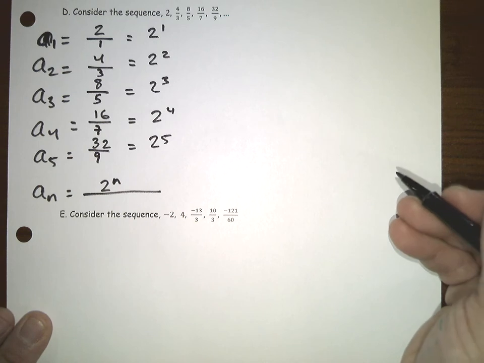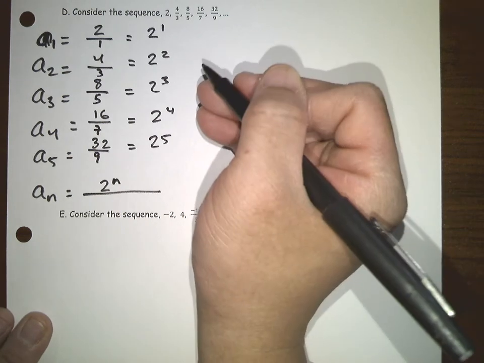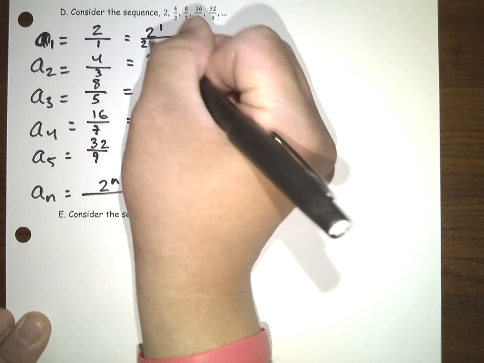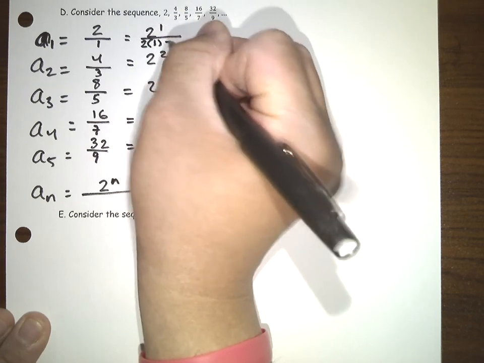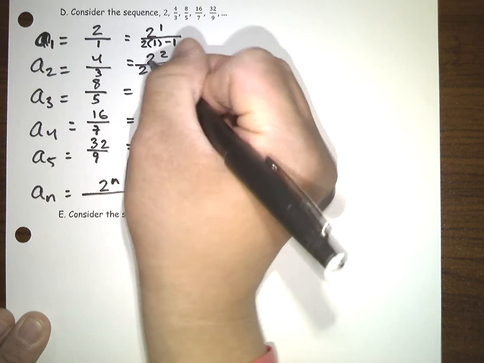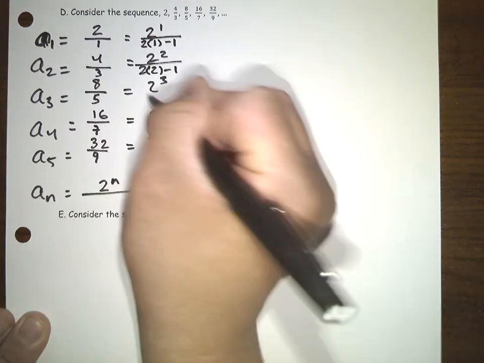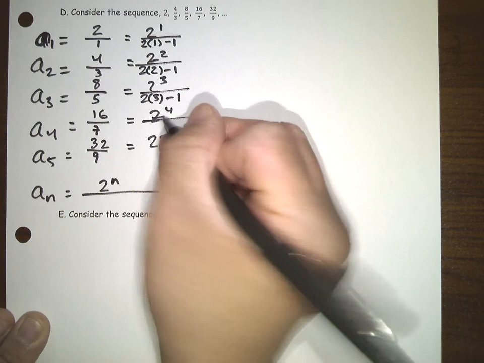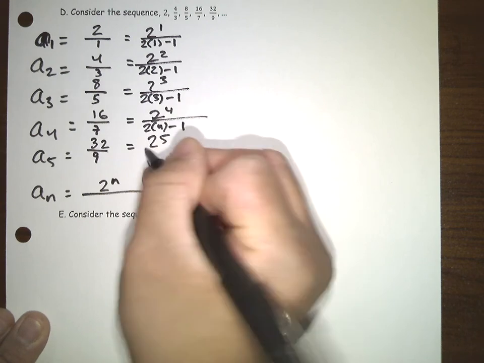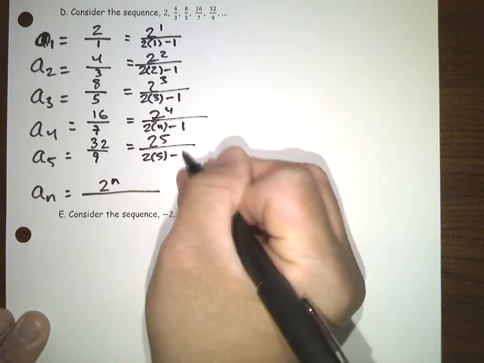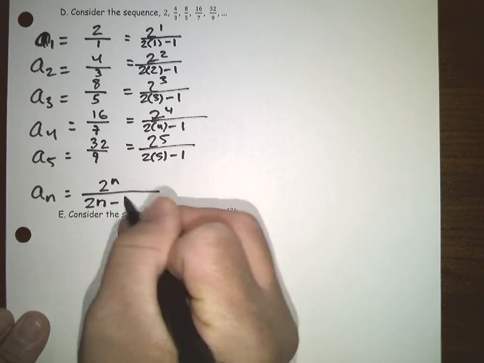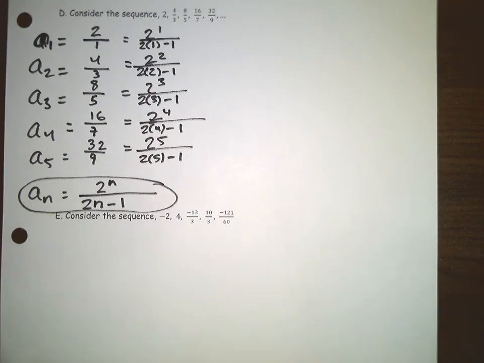Then I see the pattern of just the odd numbers 1, 3, 5, 7, 9 in the denominator. That would be 2 times 1 minus 1, 2 times 2 minus 1, 2 times 3 minus 1, 2 times 4 minus 1, 2 times 5 minus 1. So the nth term in the denominator is 2n minus 1. So here is the nth term.